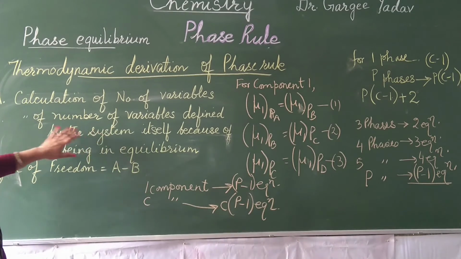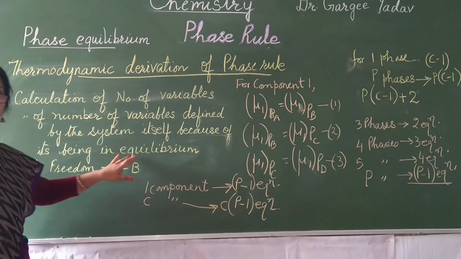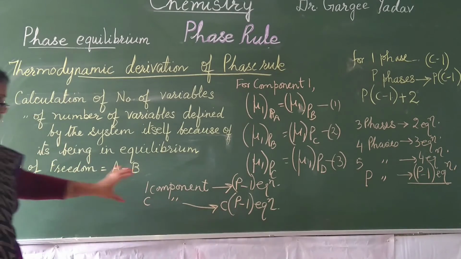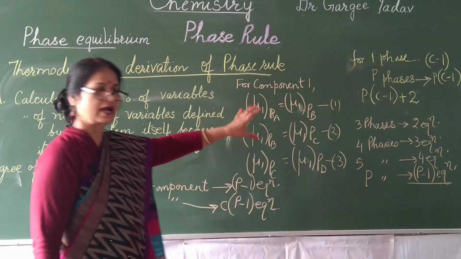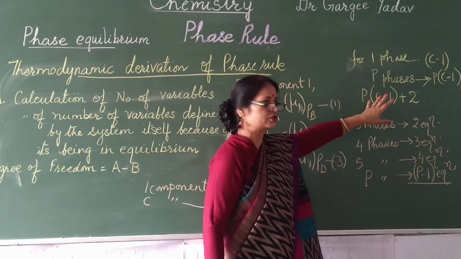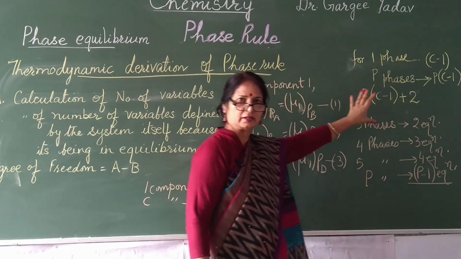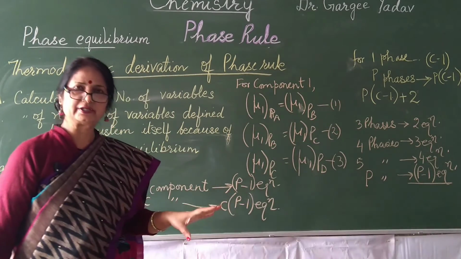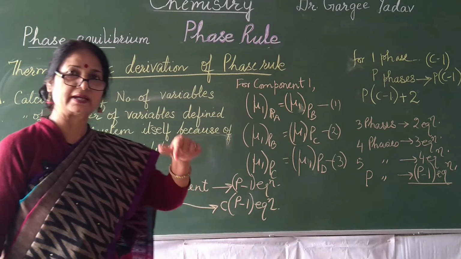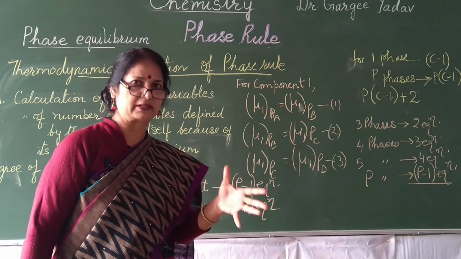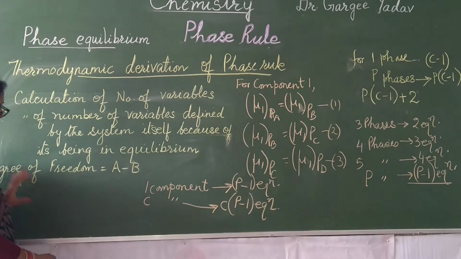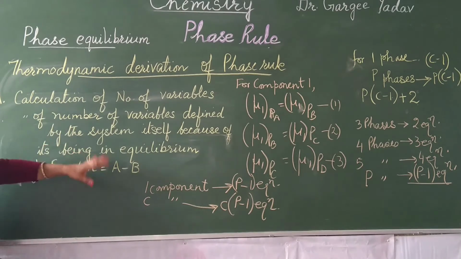Which are defined by the system because of its being in equilibrium. This is B. And earlier I have calculated the total number of variables, that is P into C minus 1 plus 2. This is A. So now we have to calculate the degree of freedom. The degree of freedom will be the total number of variables minus the variables of the system which are defined by its being in equilibrium. So F will come out to be, here you can see this is degree of freedom, A minus B.